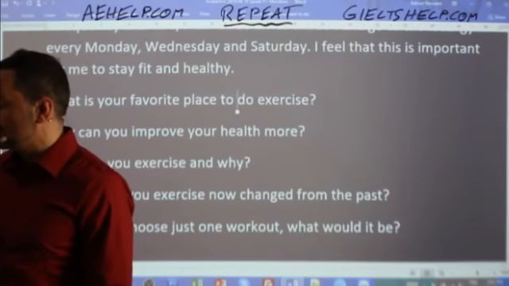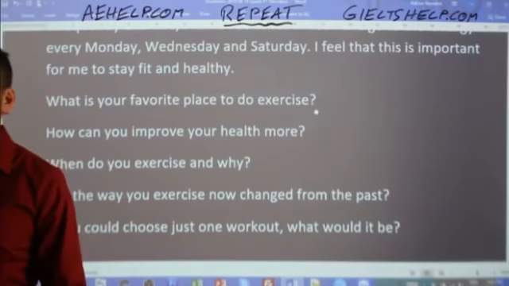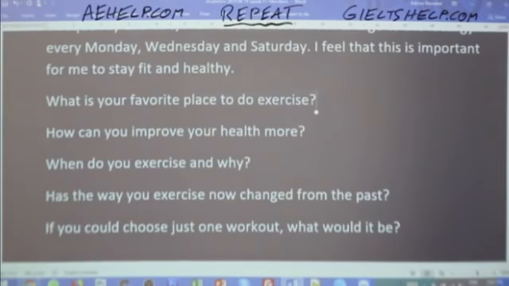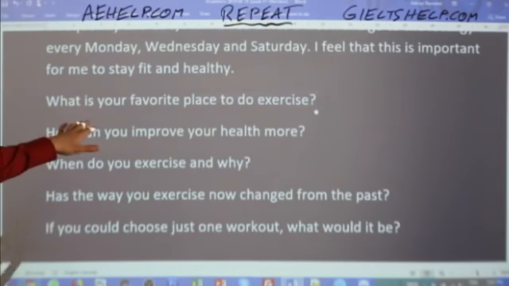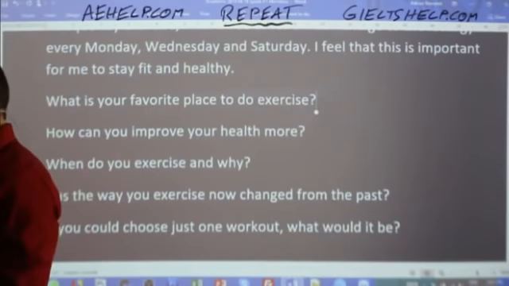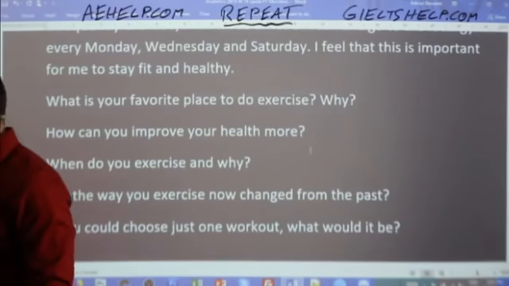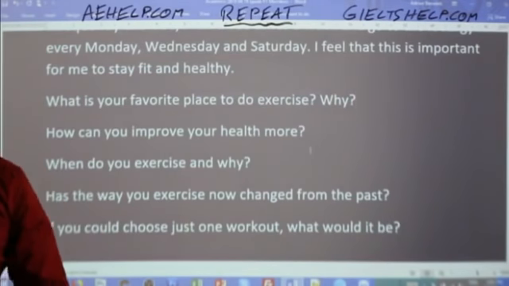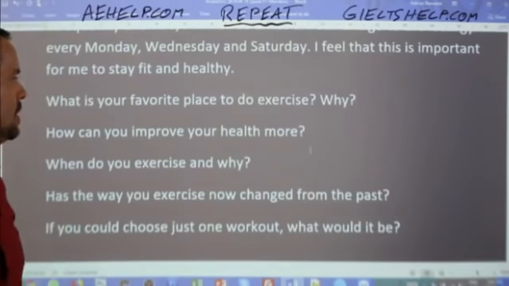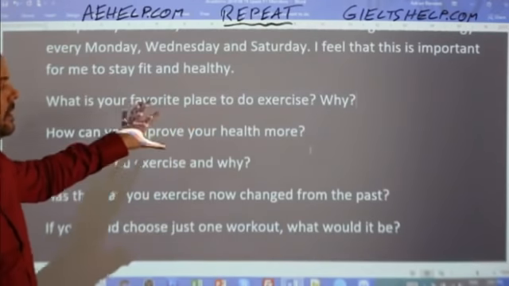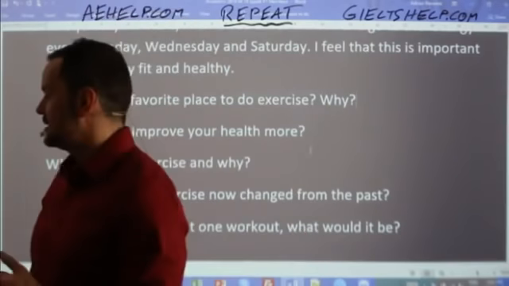Okay, here's the next question. What is your favorite place to do exercise? It's kind of an interesting one. What is your favorite place to do exercise? So it's a location, and on the examiner sheet after that question, it will often show why. They may or may not ask you that right away. You should always include the reason for your answer, especially for this kind of question. Okay, so give me your answer. I will do the same.